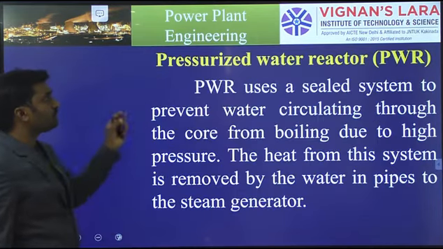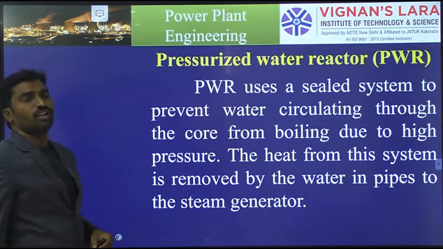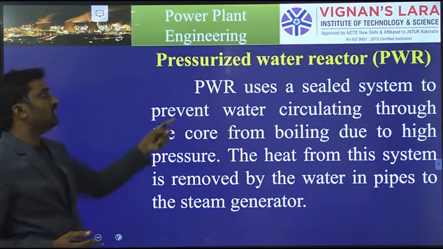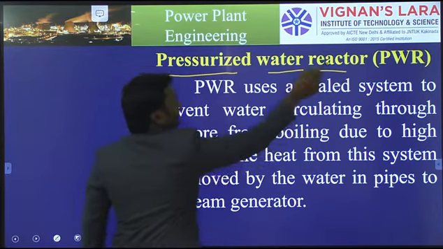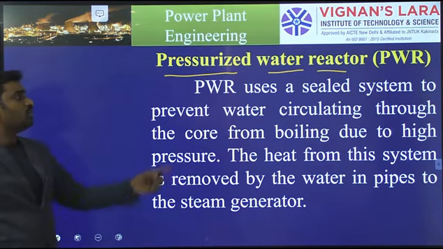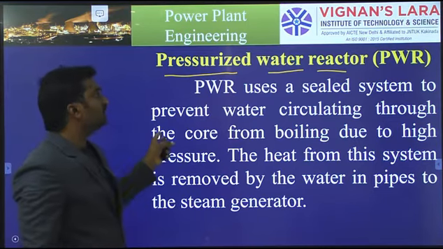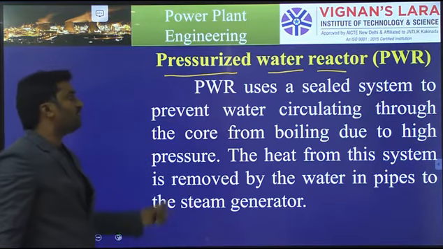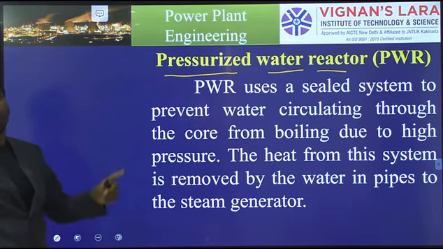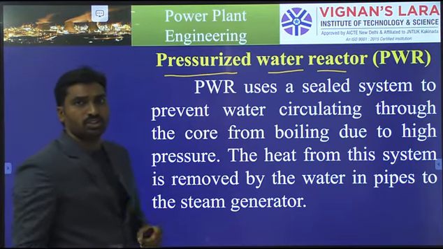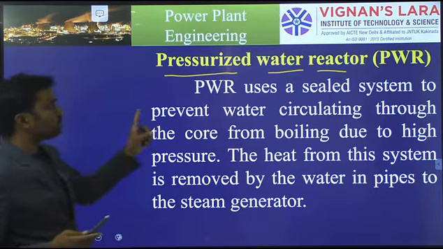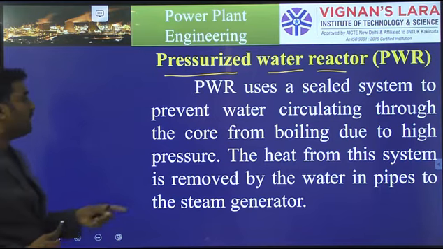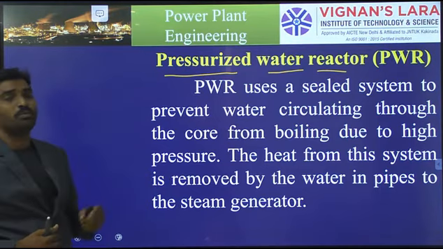See here, a pressurized water reactor, simply represented as a PWR. What are the uses of a PWR? Generally a PWR is used in a sealed system to prevent the water circulating through the core from boiling, due to high pressure. Here we are circulating the water through the core in a sealed method, and the heat from this system is removed by the water.